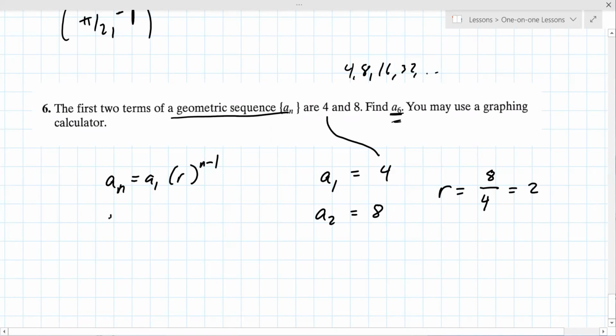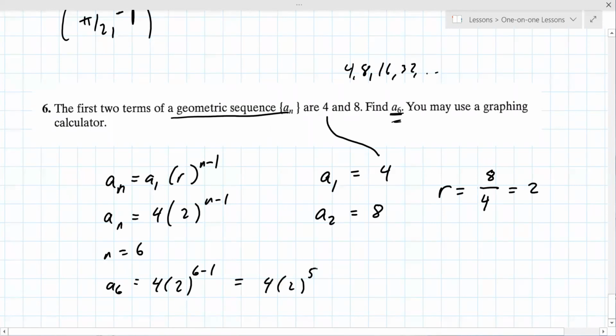So a sub n is a sub 1 times r to the n minus 1 power. So now for a sub 6, a6 equals 4 times 2 to the 6 minus 1 power. So it's 4 times 2 to the 5th. 2 to the 5th is 32. 4 times 32 is 128. Okay, that's pretty straightforward.